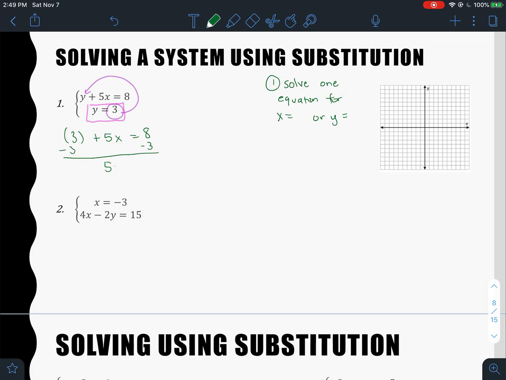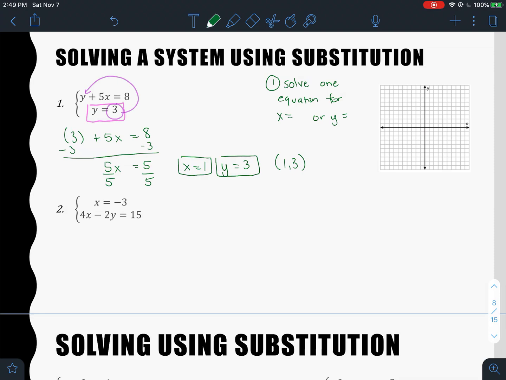And now we're going to solve that equation for x. We're going to subtract the 3 from both sides, and we get 5x equals 5. And then we'll divide both sides by 5, and we get x equals 1. So in that system, to solve it, we get x is equal to 1 and y is equal to 3.